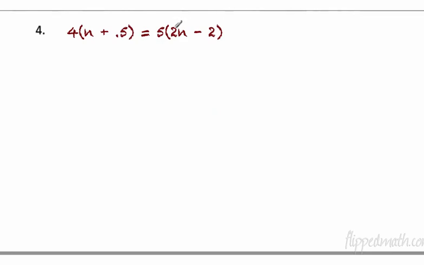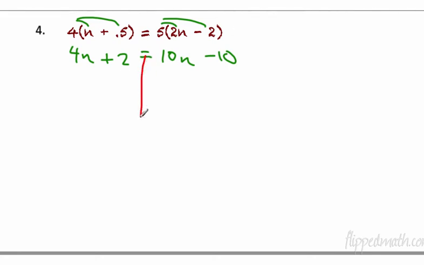Okay, this bad boy is going to be using some distributive property, and we got some decimals in there, so that just makes it ugly in general. So let's distribute first. That's the first step. We're going to get 4n plus 4 times 0.5. That's just 2, so I'm going to write positive 2. That's going to equal 10n minus 10. All right, we good with that? I'm going to draw that line down the middle just so we see it.